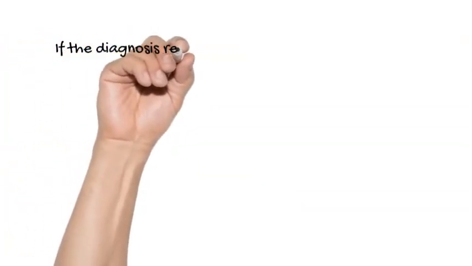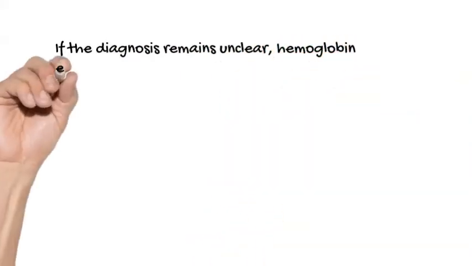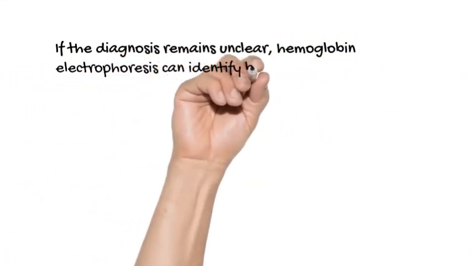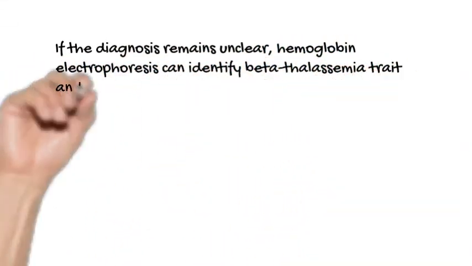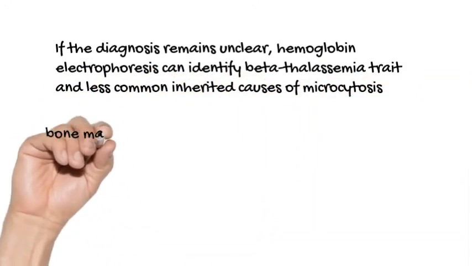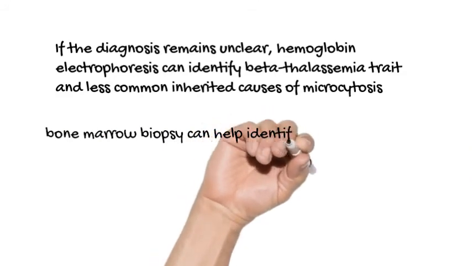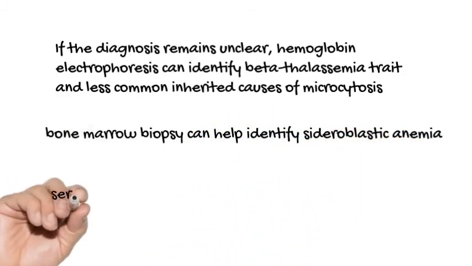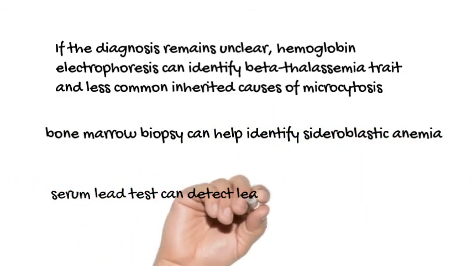If the diagnosis remains unclear, hemoglobin electrophoresis can identify beta-thalassemia trait and less common inherited causes of microcytosis. A bone marrow biopsy can help identify sideroblastic anemia. A serum lead test can detect lead toxicity.